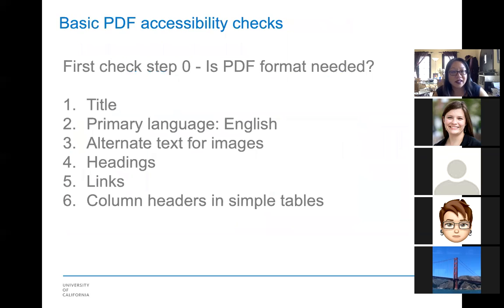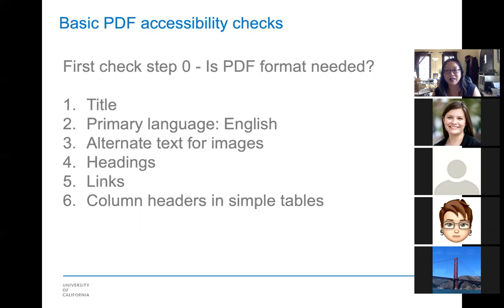So for the basic PDF accessibility checks, the first check is: is a PDF needed, especially because PDF is a heavy format. For example, if you create a PDF from a Word document, once you create the PDF it's really like a picture of a document. So if you ever have to make changes to the document, you have to go back to the Word document and then create a PDF again. And then once you create the PDF, you need to check that the PDF itself is accessible. So it's just a heavier format to use.